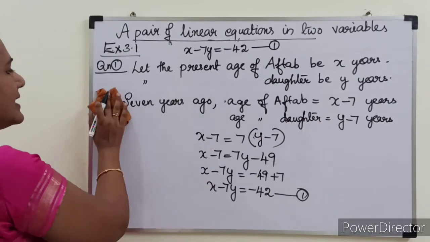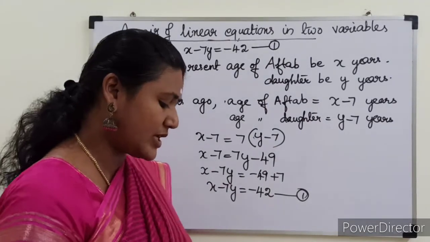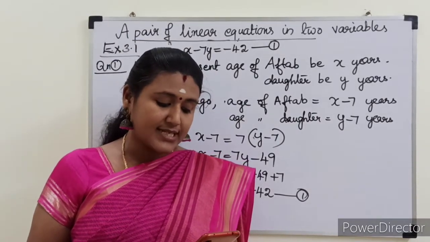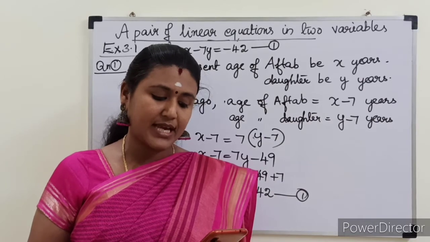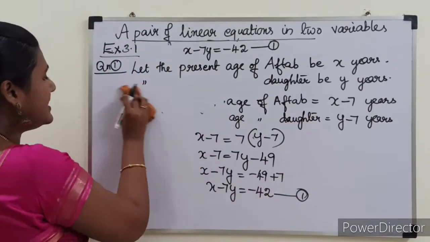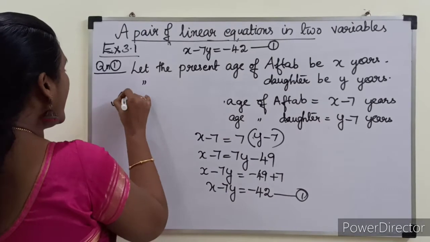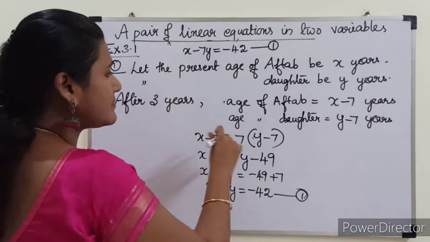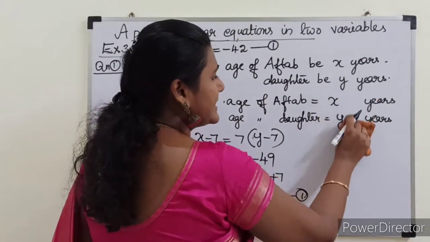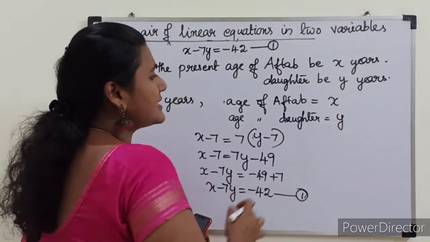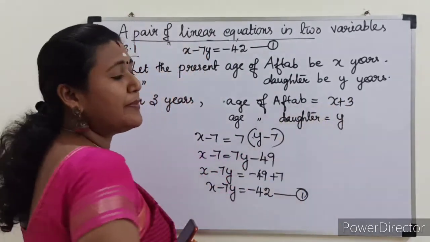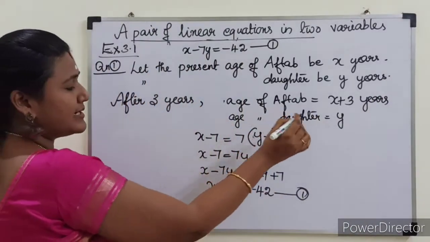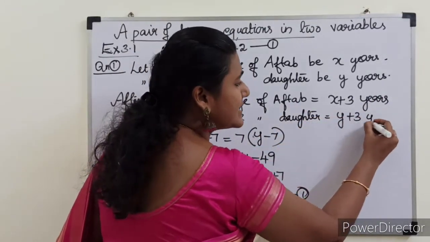Now we have another condition. What is the next situation given here? After 3 years, I shall be 3 times as old as you. Now we are going to see what will be Aftab's age after 3 years. The present age is x years, so after 3 years his age will be x plus 3 years. Similarly, his daughter's age will be y plus 3 years.